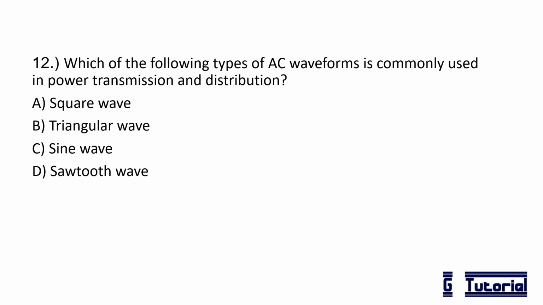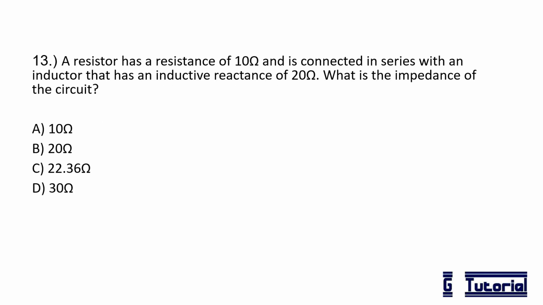Which of the following types of AC waveform is commonly used in power transmission and distribution? Sine waves are used for power transmission and distribution. This is the next question.